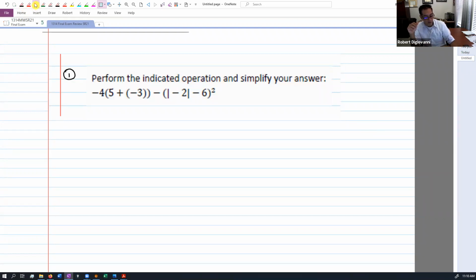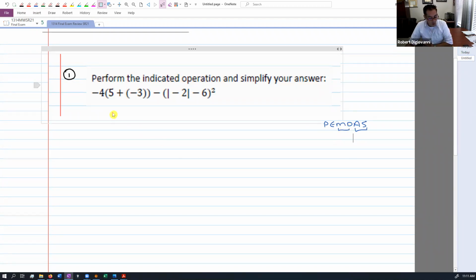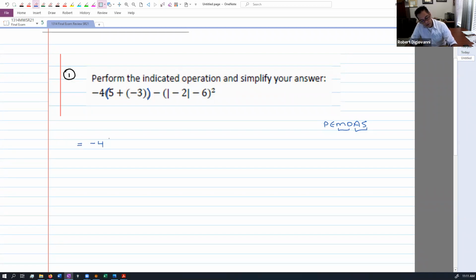Okay, here we go. So I need to perform the indicated operations. I'm going to be using PEMDAS for this, remembering that multiplication, division, and addition and subtraction go from left to right. They do not go multiplication before division, right? So I'm going to work inside the parentheses first. This parenthesis, I'm going to do what's in here first. So I need to take 5 and add -3. When I take 5 and add -3, that's going to give me 2. And then minus, now I need to do what's in this parenthesis.